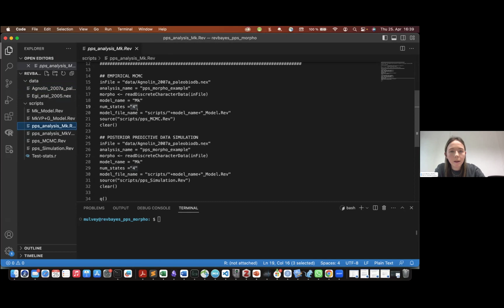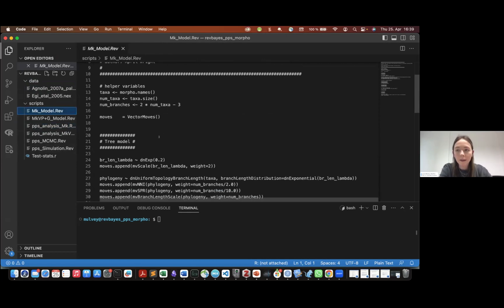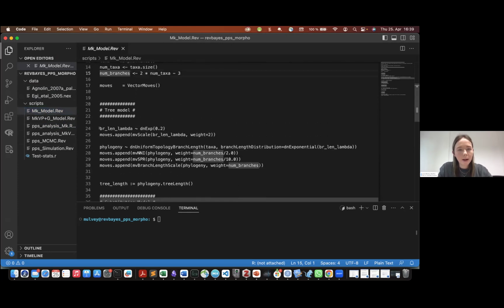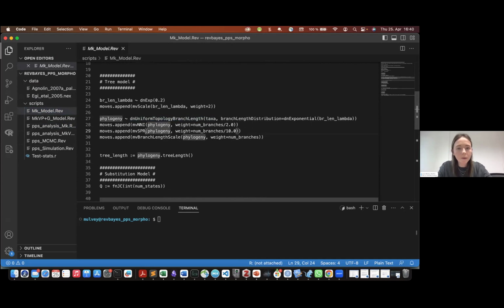This is how the RevBase language works. You want to give yourself some helper variables: your number of taxa, which will be important, then your number of branches, and then you want to set up your tree model. In all the analyses that I've run, they're all unconstrained analyses, so we won't have a clock model. We just have this tree model with a uniform topology, and then you set some moves on it.